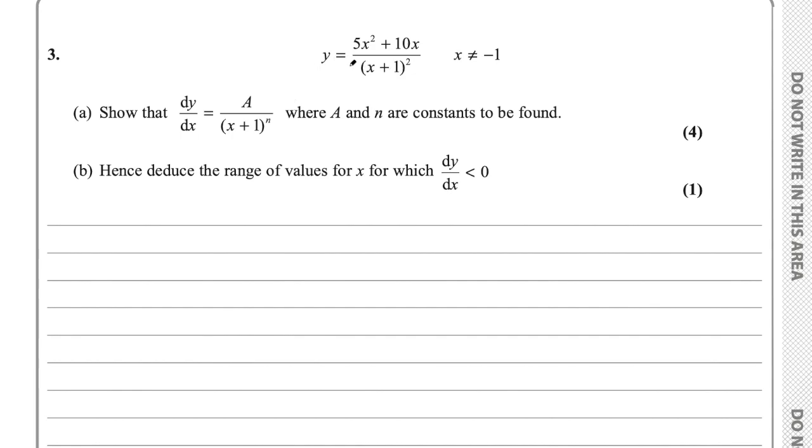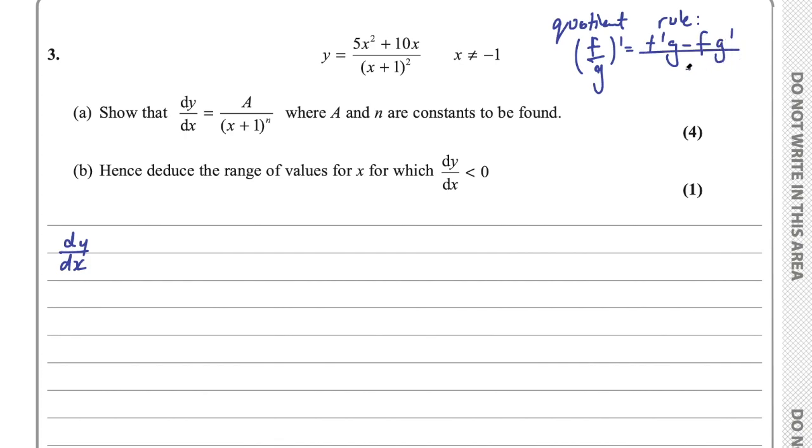Question 3 says y equals 5x squared plus 10x over x plus 1 all squared. Show that dy on dx equals a over x plus 1 to the power n, where a and n are constants to be found. So I'm going to use the quotient rule for this because we have an algebraic fraction. So the quotient rule says that if we have the derivative of f on g, this is equal to the derivative of f times g, take f times the derivative of g all over g squared. And that's in your formula booklet as well.